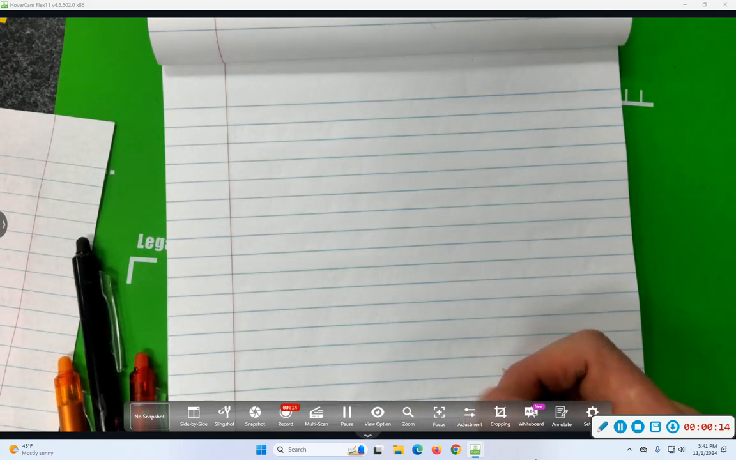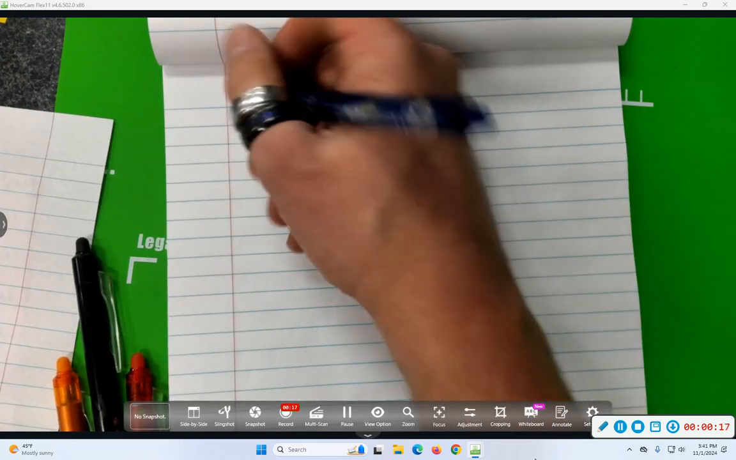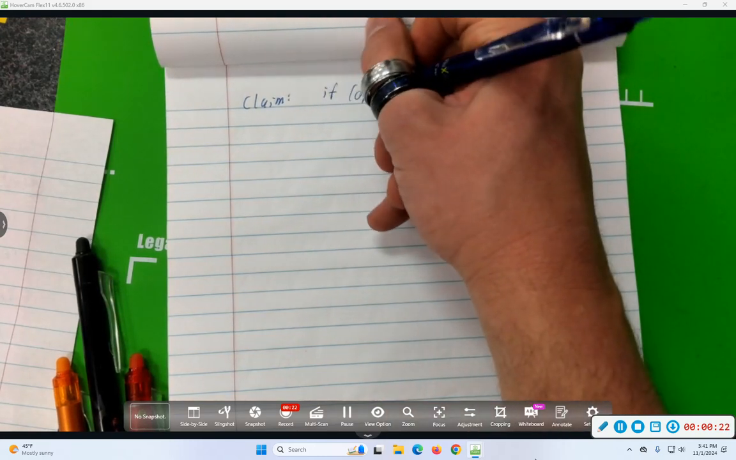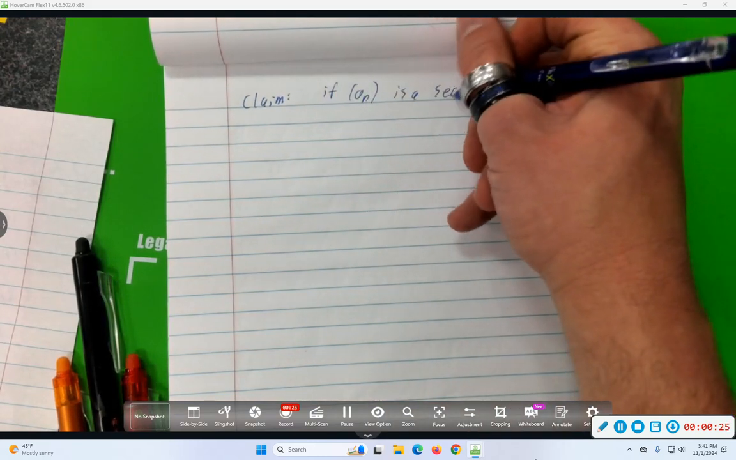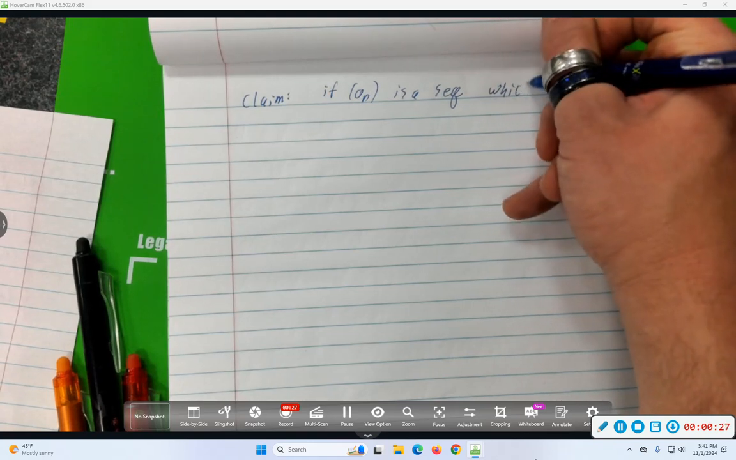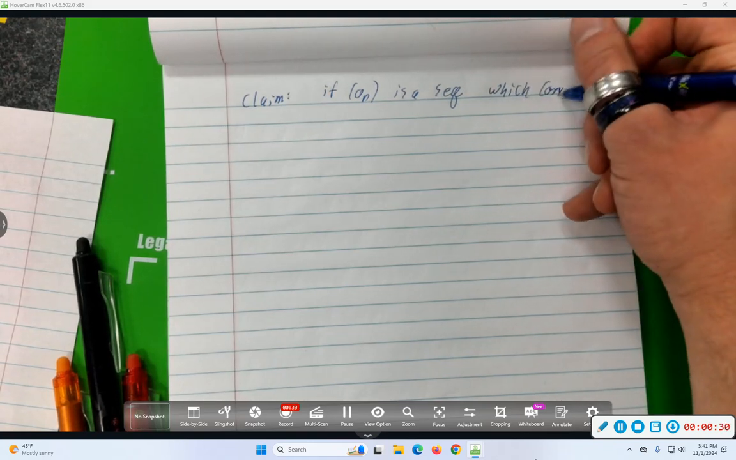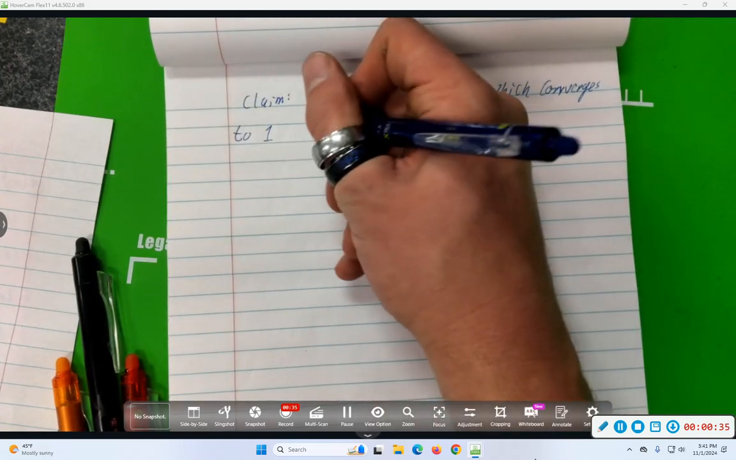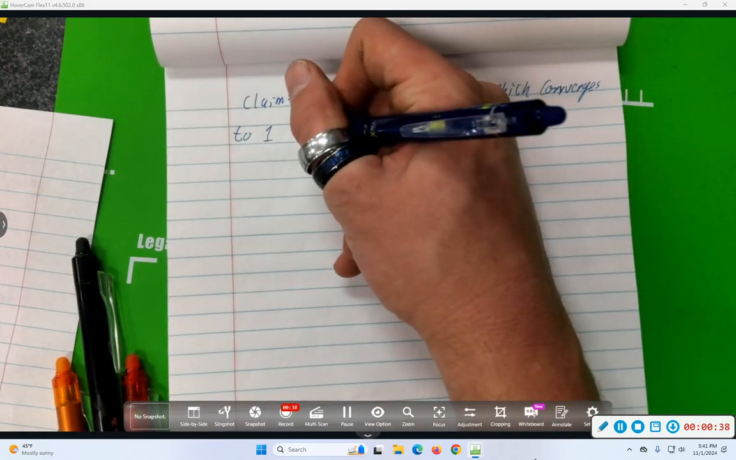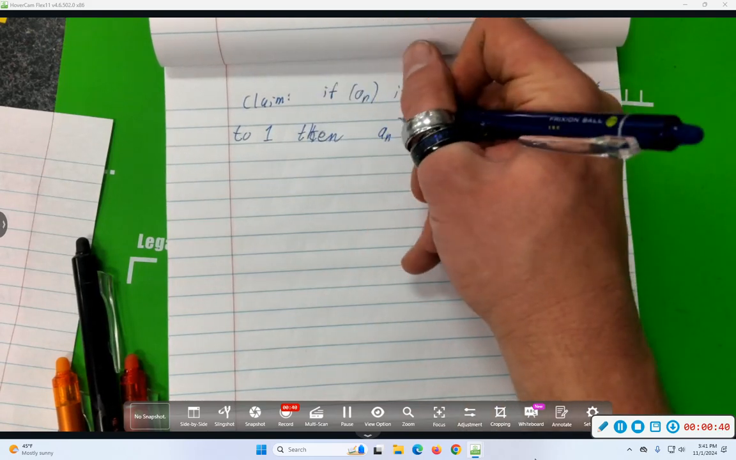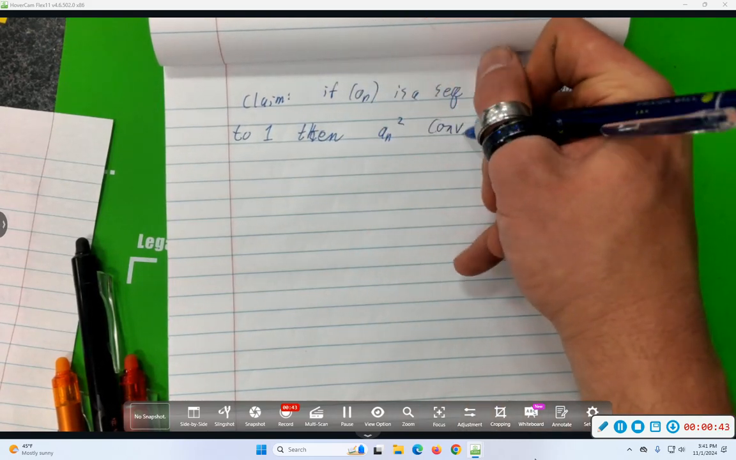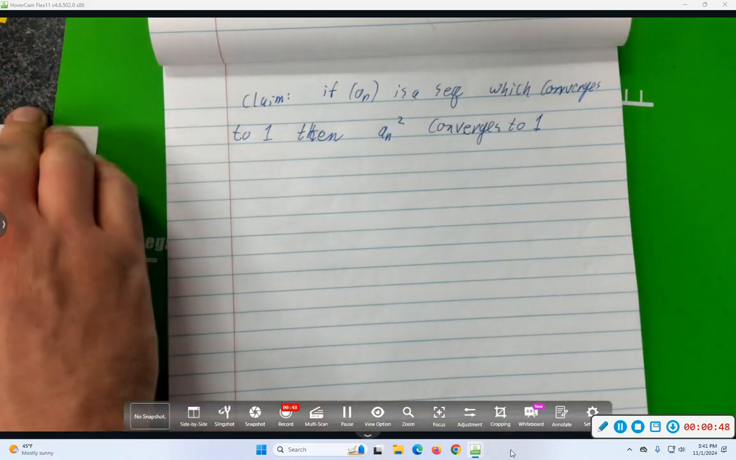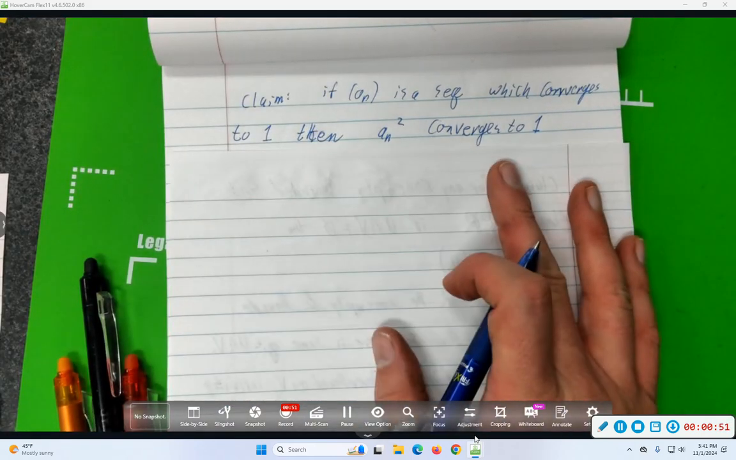For me anyway. Epsilon n proof. Claim: if a_n is a sequence which converges to 1, then a_n squared converges to 1. And here I do want to emphasize this idea of coming up with a proof again.